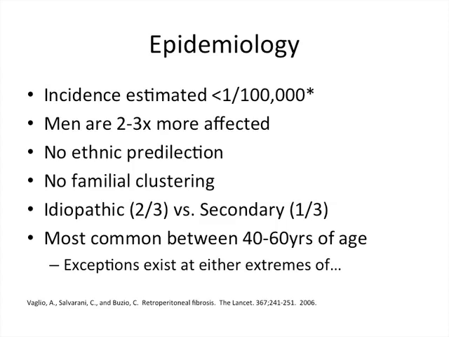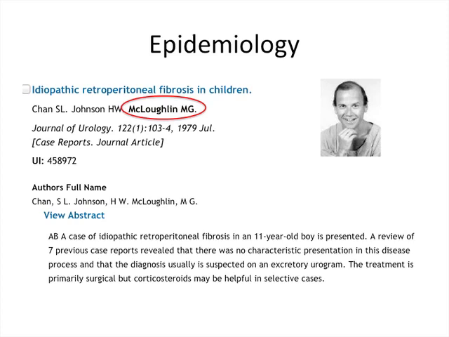Idiopathic disease makes up about 2/3 of the cases, whereas a secondary cause is seen in less than a third of cases. Most commonly, people present between 40 and 60 years of age, although exceptions at either end of the age spectrum have been reported. One such report comes from our own Dr. McLaughlin in 1979, who described this in an 11-year-old boy and reviewed 7 other children.